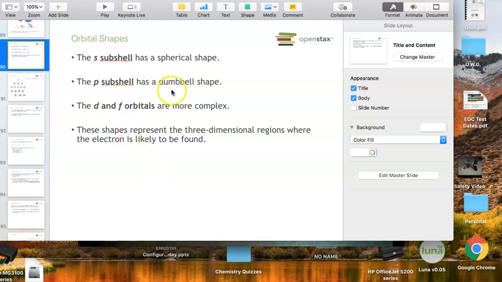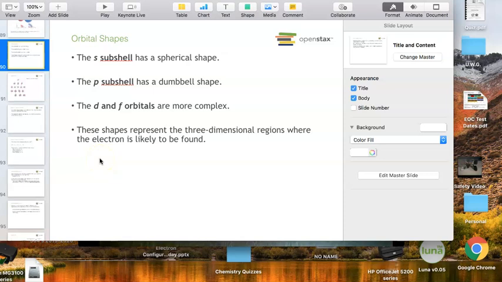The P subshell has a dumbbell shape to it, and it's a little bit more complicated. I think they look like either flower petals or maybe the propeller from an airplane. And D and F orbitals are way more complicated because you have a lot of different electrons that can fit in this small area, and so there are a lot of different weird shapes in order to occupy the minimum amount of space that's available around the atom.